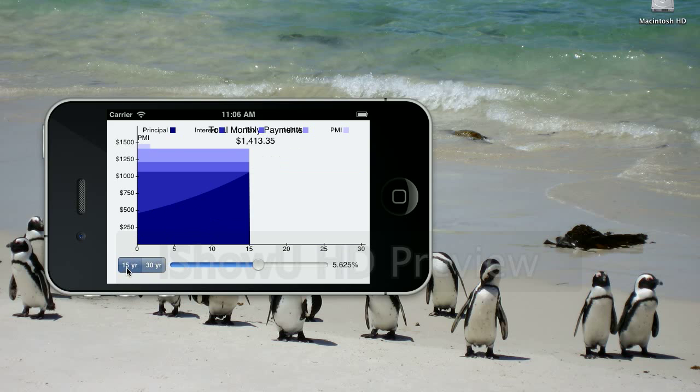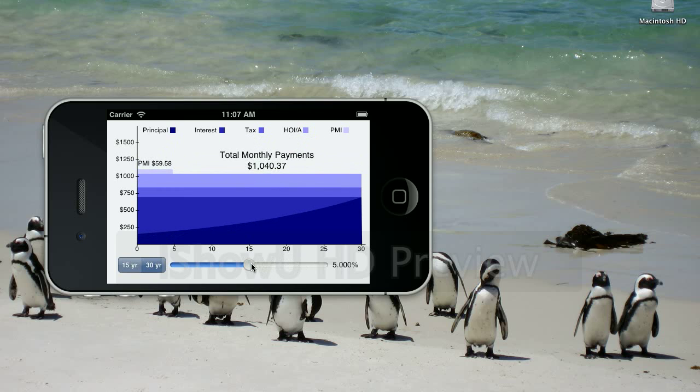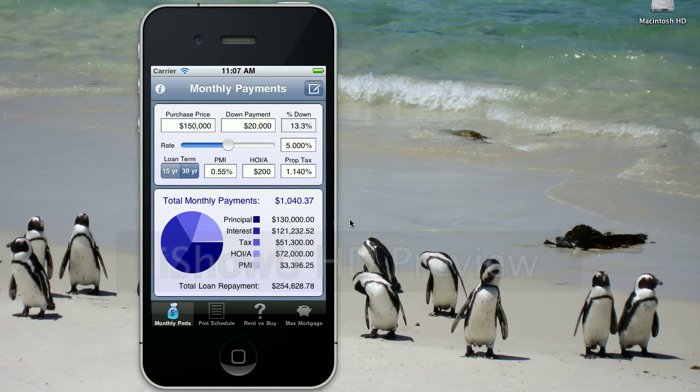So in this graph, again, you can adjust the loan term, and you can use the slider to see how that's going to affect your monthly payments and what percentage is going where. And here you can see this is your principal, and over time the amount of your monthly payment that goes towards the principal increases as the interest that you accrue each month goes down. Okay, that's your basic mortgage calculator.